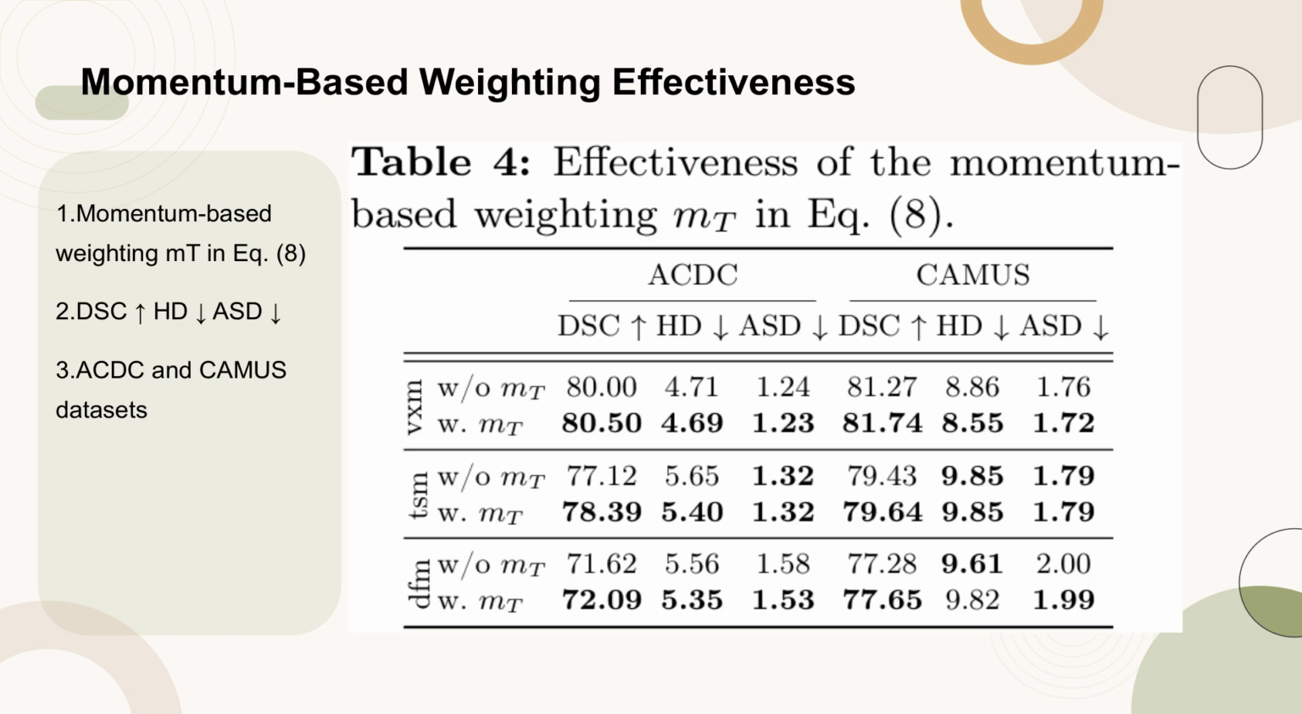Table 4 evaluates the effectiveness of the momentum-based weighting M_t as described in equation 8. The table presents metrics such as dice similarity coefficient, DSC, Hausdorff distance, HD, and average surface distance, ASD, for both the ACDC and CAMUS datasets. These metrics are crucial for assessing the performance of the weighting mechanism and improving the accuracy and reliability of the model's predictions. The upward trend in DSC and downward trends in HD and ASD indicate the positive impact of the momentum-based weighting on the model's segmentation and registration tasks.